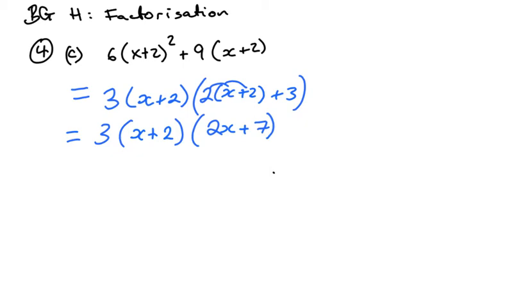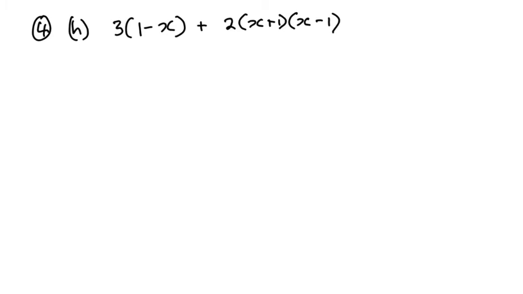I've got one more here. Alright, so this is question H. 3 outside of 1 minus x plus 2, x plus 1, x minus 1. No obvious common factor with the numbers. In the brackets, none of the brackets are identical, but you can see this 1 minus x and x minus 1 are very similar.